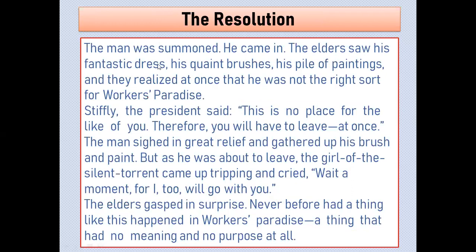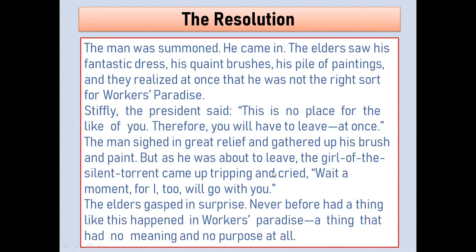And so the man was summoned, he came in. The elders saw his fantastic dress, his quaint brushes, his pile of paintings, and they realized at once that he was not the right sort for workers' paradise. Stiffly, the president said, this is no place for the like of you. Therefore, you will have to leave at once. The man sighed in great relief and gathered up his brush and paint.